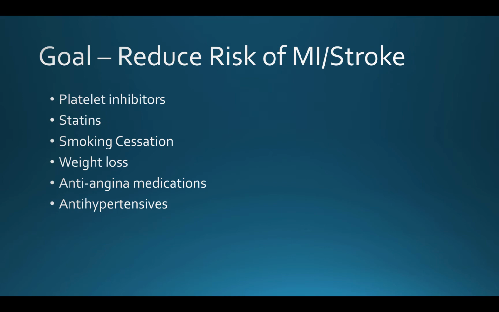Platelet inhibitors, so if we've had an MI in the past, we're maybe on dual antiplatelet therapy. If we're doing primary prevention, we're probably just going to be on baby aspirin in that setting. Getting patients to lose weight, stop smoking. Angina, if that's a problem, you may see meds utilized there, like calcium channel blockers, beta blockers, long-acting nitrates you might see as well. And then, of course, antihypertensives to get that blood pressure down and change that modifiable risk factor.